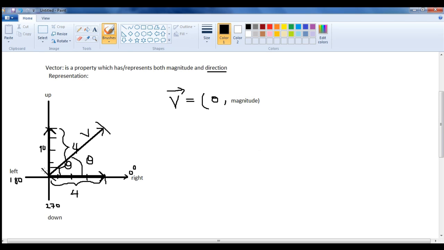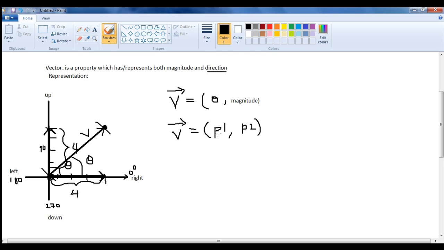Another way of representing the vector is, usually vectors join 2 points. Let us take this as the origin, that is a point, we know that. And another point is over here, just at the tip of the vector. These are the 2 points that I can use to represent this vector also, right? I can represent this same vector by using 2 points, P1, that is the origin, and P2, that is the ending.